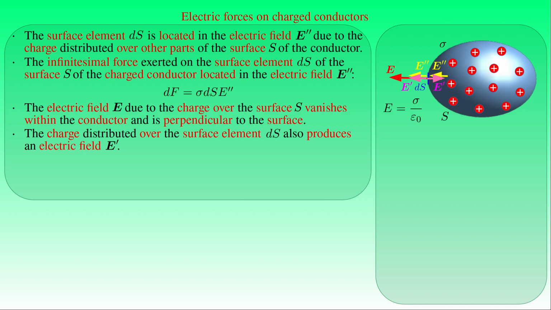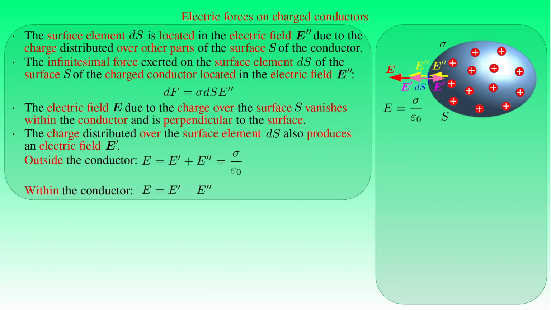Then the superposition of the fields E prime and E double prime outside the conductor is the following. The net electric field E is equal to the sum of the magnitudes of the fields E prime and E double prime, which must give sigma over epsilon naught. Within the conductor they have opposite directions and their superposition gives the difference between their magnitudes, where the net electric field E vanishes. We immediately conclude from the second equation that the magnitudes of the field E prime and the field E double prime are equal. Then the first equation tells us that their magnitudes are given by sigma over 2 times epsilon naught.